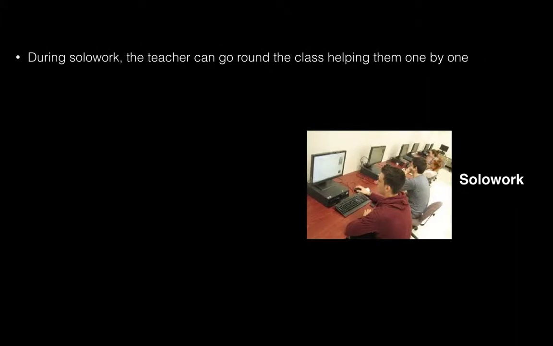Now, solo work. We're going to talk about its advantages and disadvantages. Solo work means, very simply, individual work. During solo work, the teacher can go around the class helping students one by one. So this is one major advantage of solo work: the teacher is better able to monitor students individually and help them, personalizing the teaching and learning for the students.